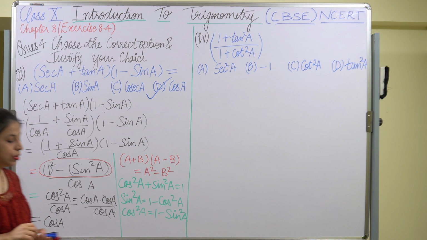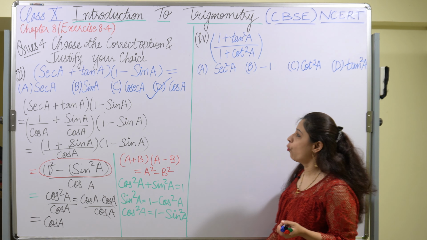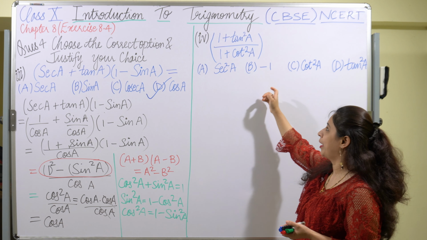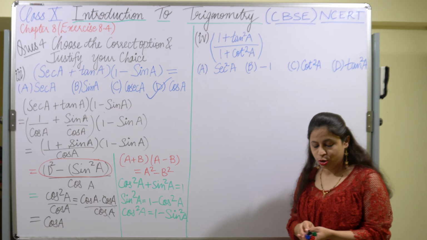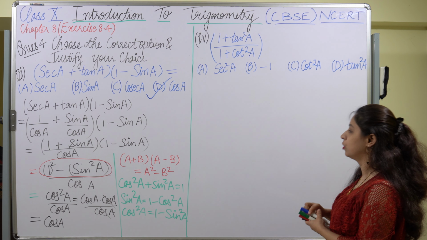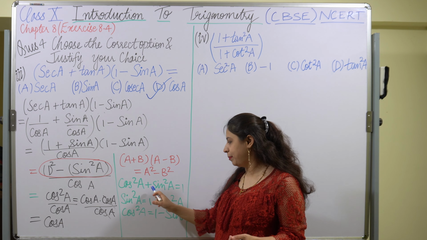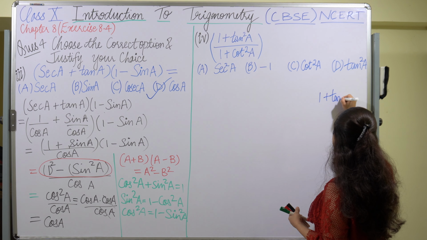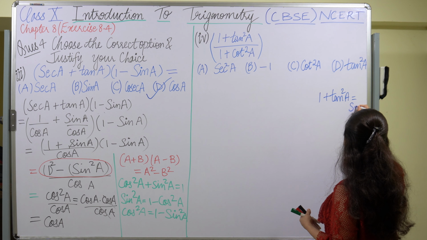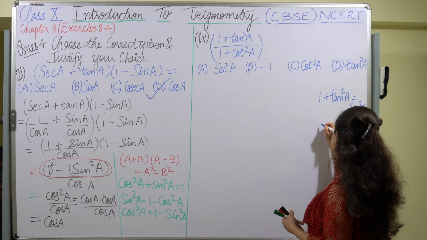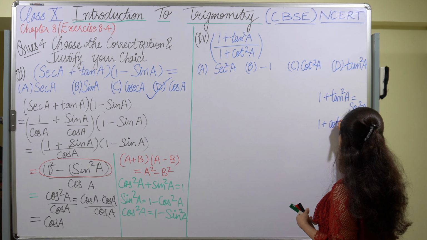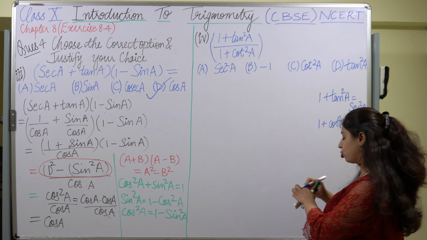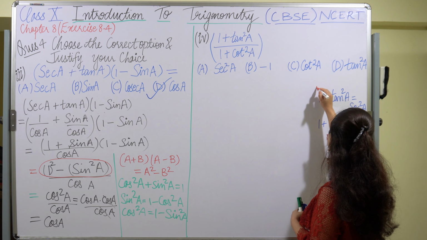Okay. So let us move on to the fourth part of question number 4. Here it is given 1 plus tan square A upon 1 plus cot square A. We have three identities. The first identity is cos square A plus sin square A is equal to 1. The second identity is 1 plus tan square A is equal to sec square A. And the third identity is 1 plus cot square A is equal to cosec square A. We will be applying these identities here.